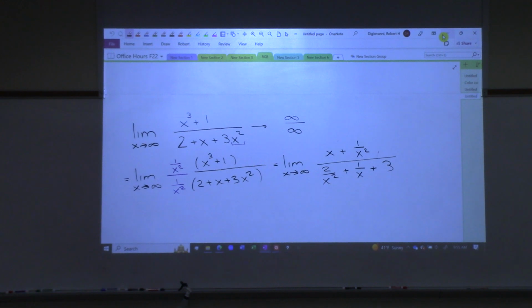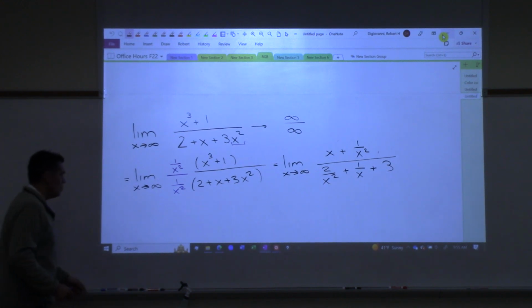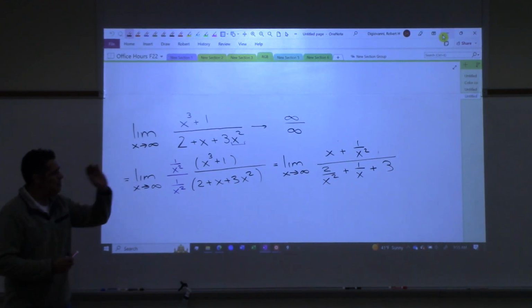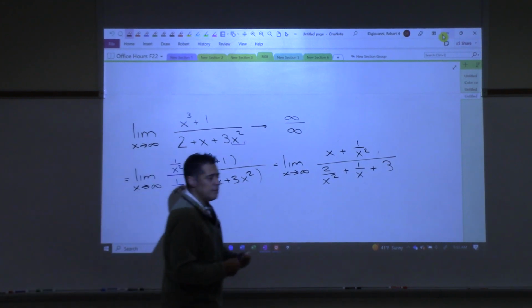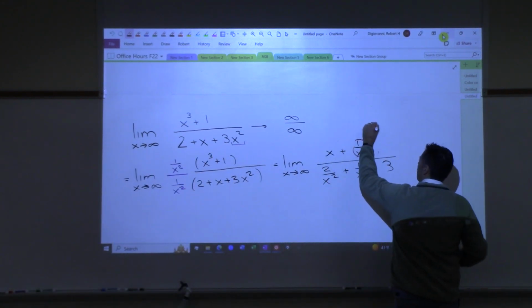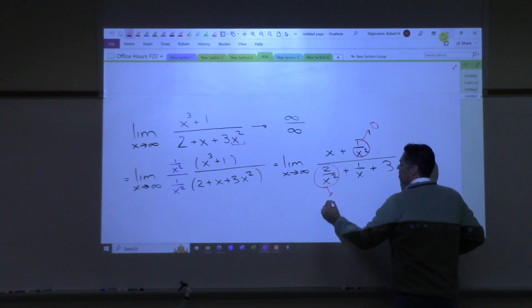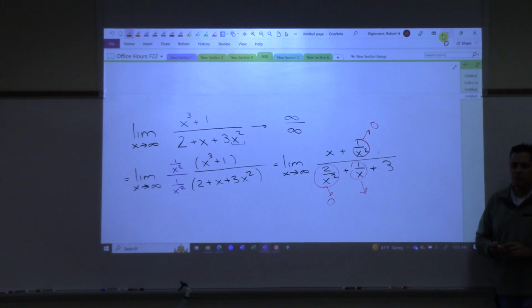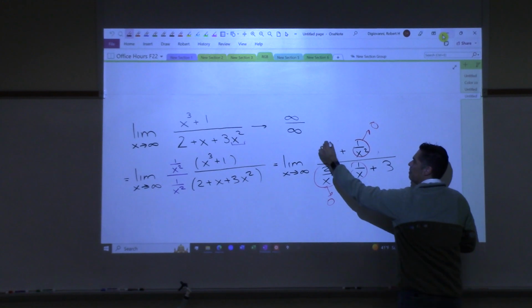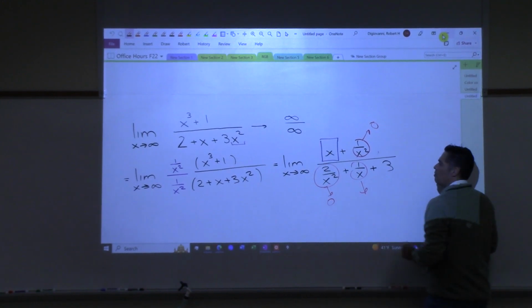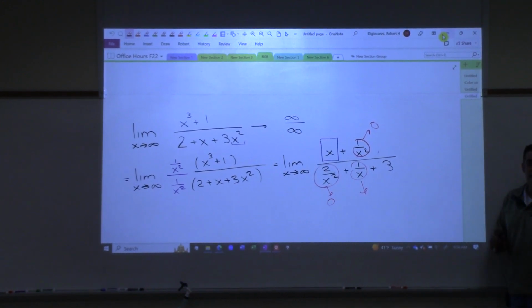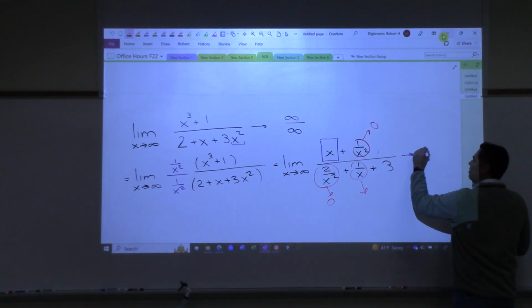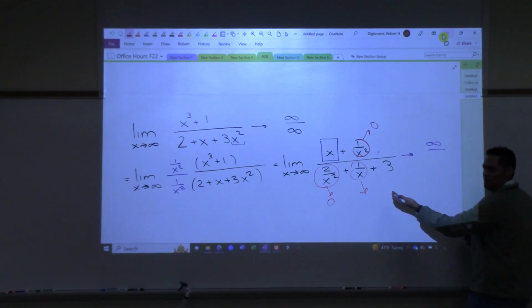Yep. Which terms go to 0? Which pieces go to 0 when I take this limit? 1 over x squared and 2 over x squared and 1 over x. All of those go to 0, right? But there's some stuff that didn't go away, right? What didn't go away? X. Where does that go? Infinity, right? Infinity. So what we have here is infinity over, what's the bottom?